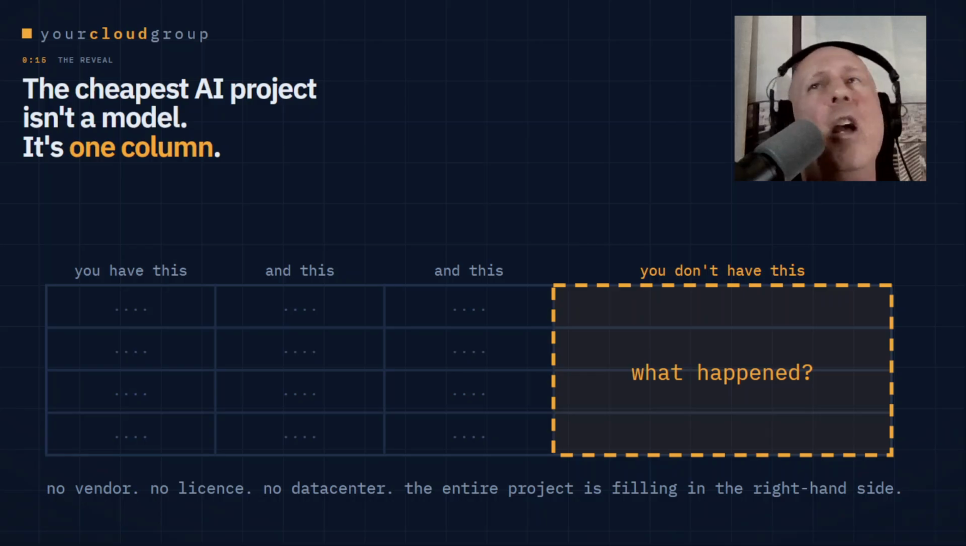Here it is. The cheapest AI project you can run is not a model, it's not a vendor, and it's not a license. It's one column. You already have the left-hand side: facts about each customer, each quote, each invoice. What you're missing is the right-hand side. What happened next? The target column. And by the way, this can be applicable to any spreadsheet on the face of the planet.